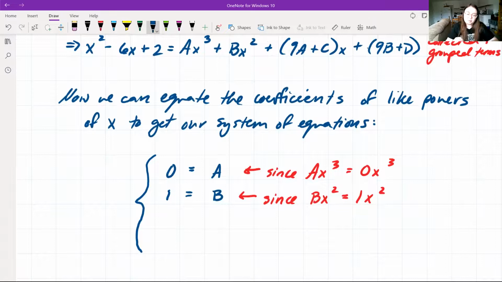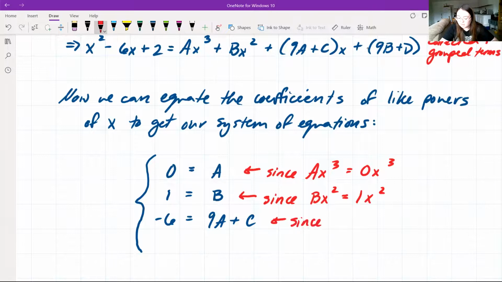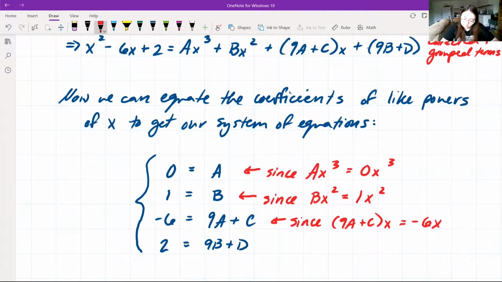And now a little bit more tricky. We have negative 6x has to be equal to 9a plus c times x. So we get negative 6 is equal to 9a plus c, because 9a plus c times x has to be equal to negative 6x for this equation to hold. Then lastly, a positive 2 has to be equal to 9b plus d.